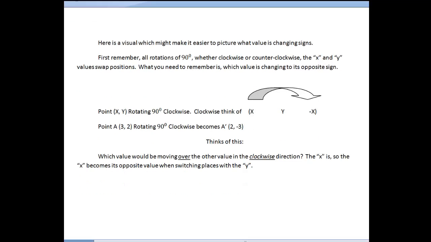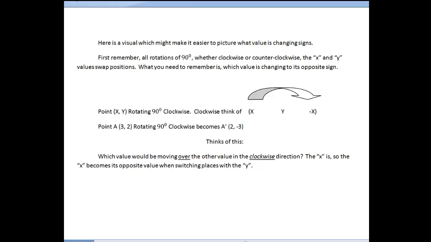Here is a visual that might make it easier to picture what value is changing signs. First, remember, for all rotations of 90 degrees, whether clockwise or counterclockwise, the x and y values swap positions. What you need to remember is which value is changing to its opposite sign. In this example, if we have any point (x, y) rotating 90 degrees clockwise, think of the picture of the arrow moving in a clockwise direction, as though the x is moving over the y. The point A (3, 2) rotating 90 degrees clockwise becomes A' (2, -3).